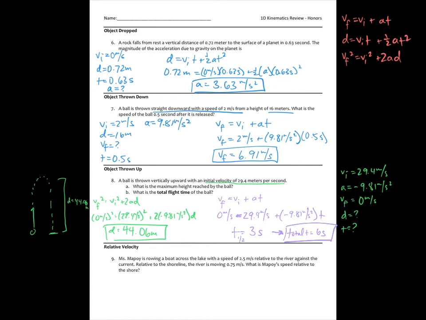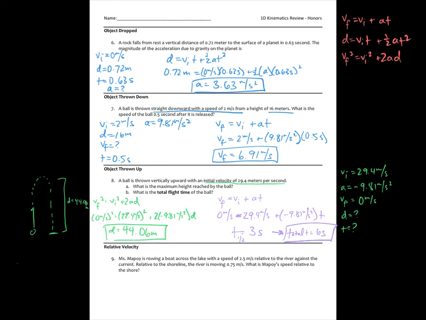Alright, now we've reached our final question right here. It's for the honors class, relative velocity. So here I am rowing a boat across the lake with a speed of 2.5 meters per second relative to the river against the current. Relative to the shoreline, the river is moving 0.75 meters per second. What is my speed relative to the shore?